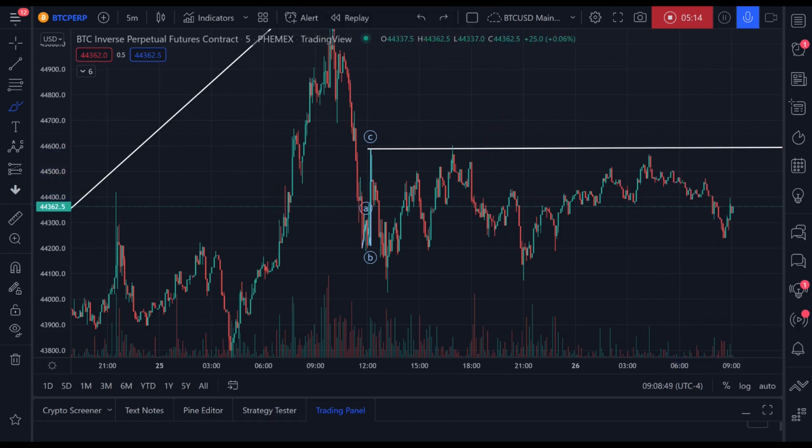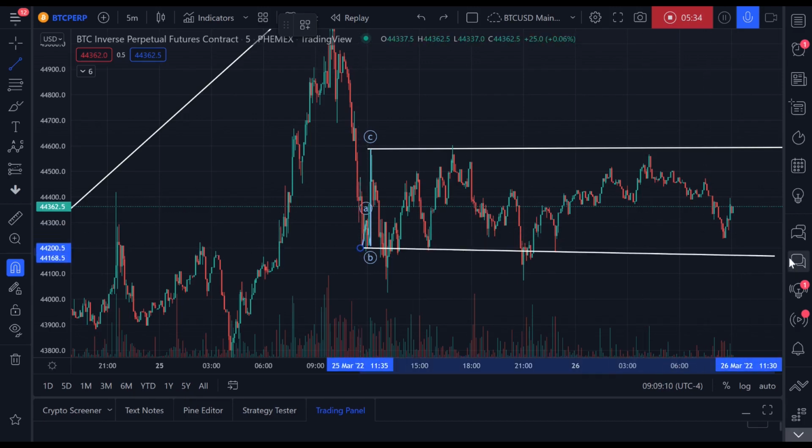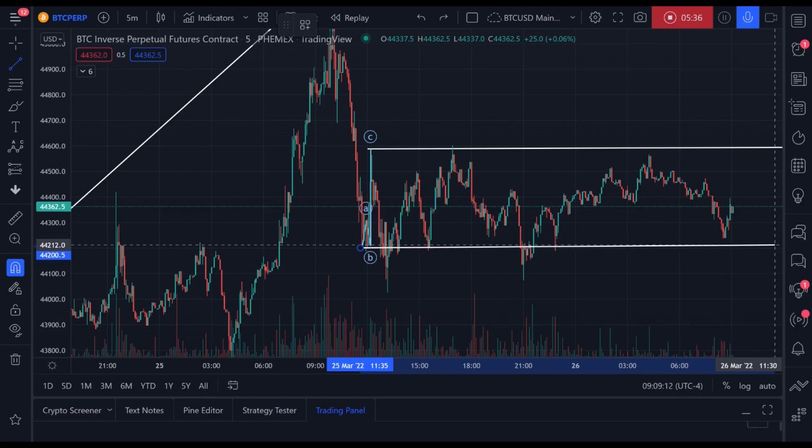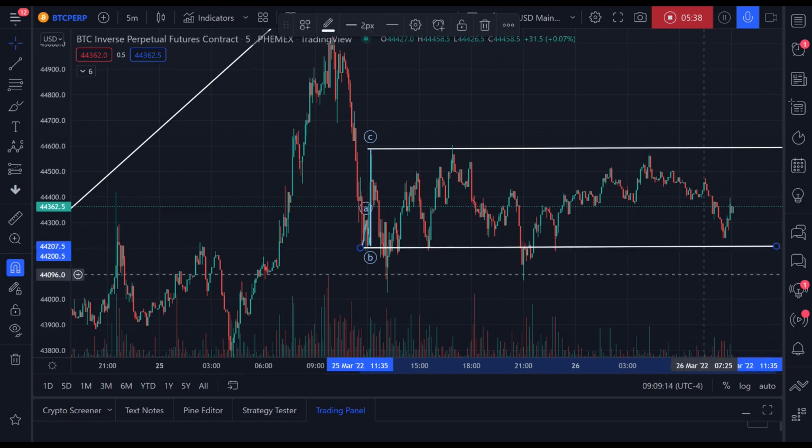This gives us a good idea as to the top of the range, and now the bottom of the range can be ascertained in two ways. One, just using price action, okay? So you can use basically the bottom of price action from here and draw some resistance, okay?